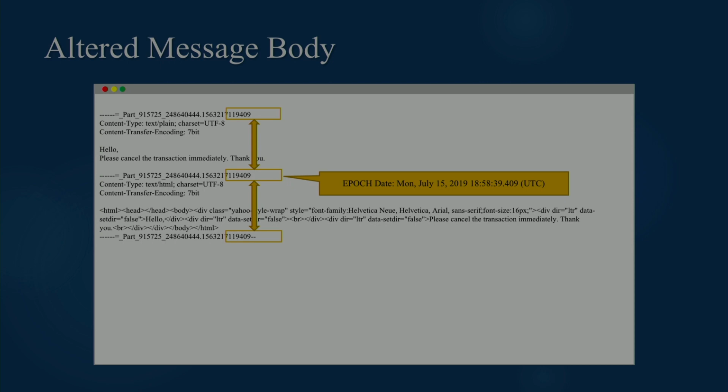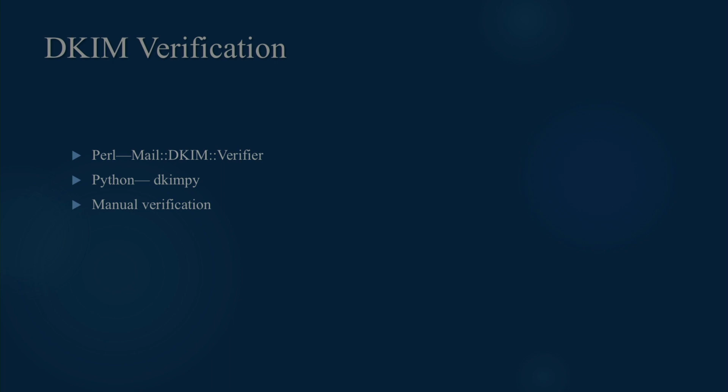So we got quite a few clues from the altered message body. If you think about DKIM verification, you might think, hey, this is something that the email service provider would do. How can I incorporate this into my workflow? Well, very easily. You could either use a free tool like DKIM Verifier for Perl, or if you're using Python, you could use DKIMPy. Or you could do it manually. If you read the spec, it's actually pretty easy to do the calculation yourself, pull the DNS record for the public key, and verify the DKIM.